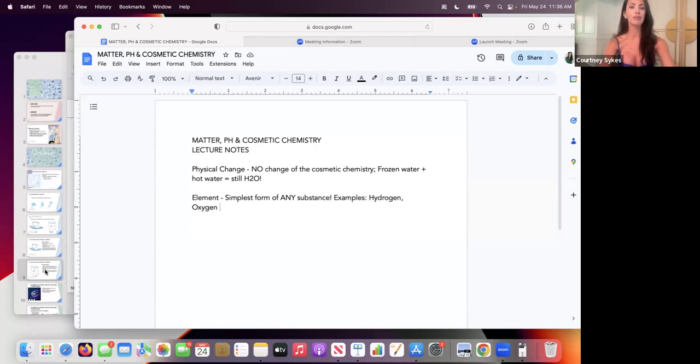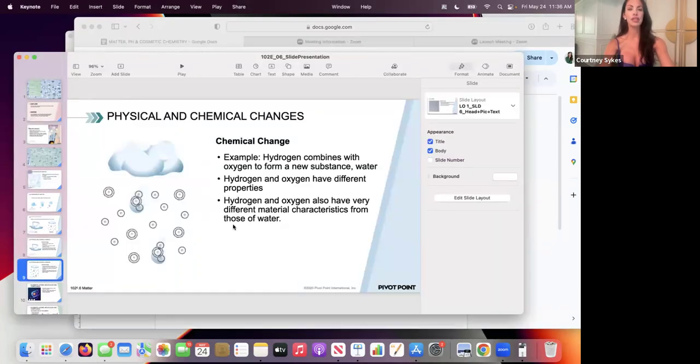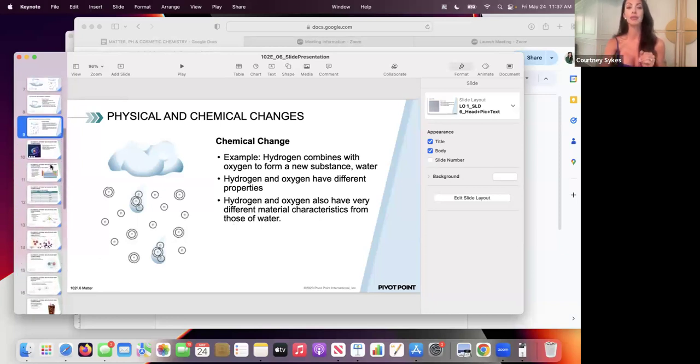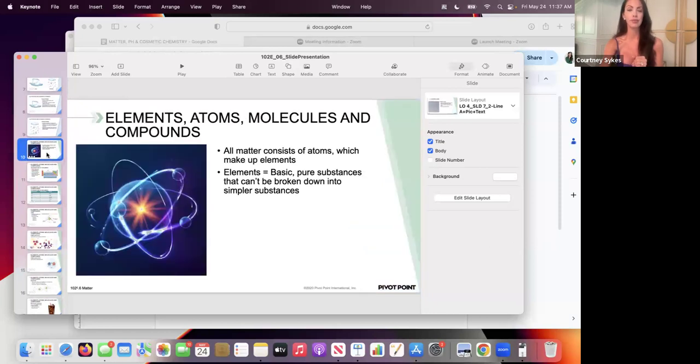But elements are important. But chemical changes here, hydrogen and oxygen have different properties, right? Hydrogen and oxygen also have very different material characteristics from those of water. But when you combine two atoms of hydrogen with one of oxygen, you've got your water now. Now that's a chemical change. Chemical changes are important to notate. They are not necessarily going to be the same as they once were, okay?